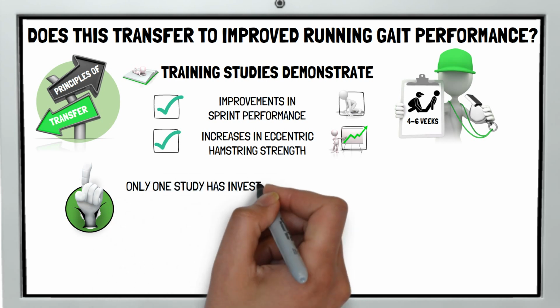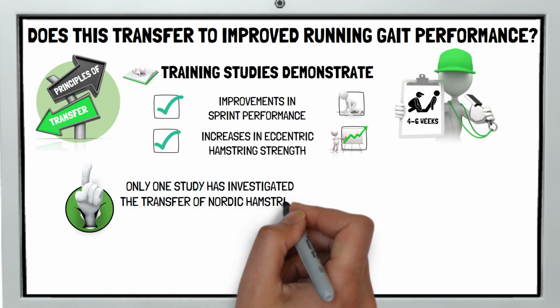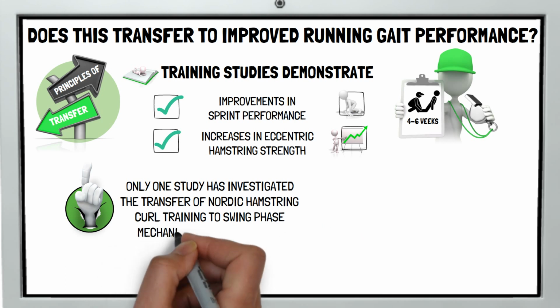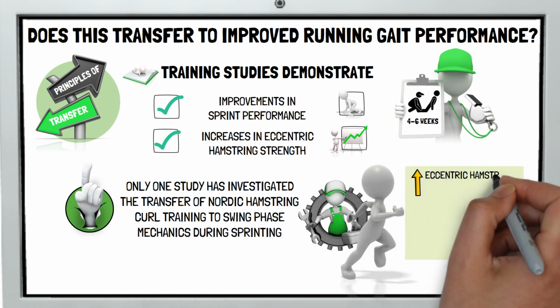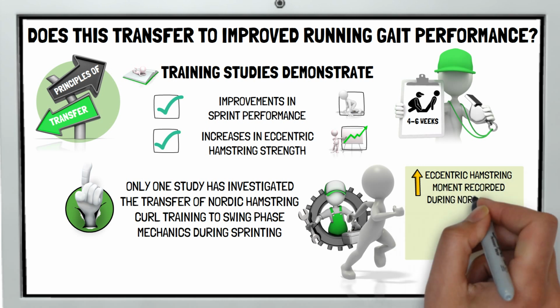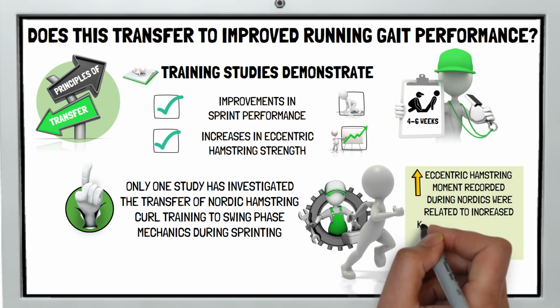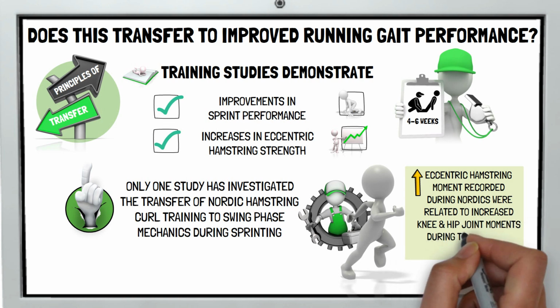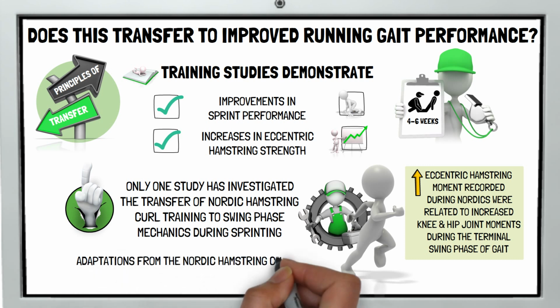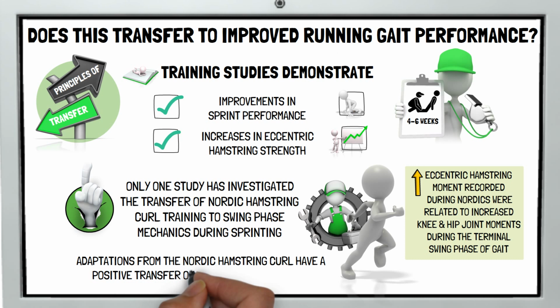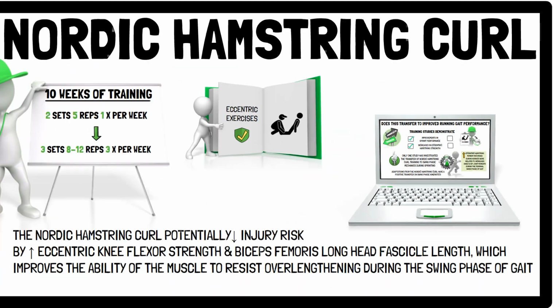Only one study has investigated the transfer of Nordic hamstring curl training to swing phase mechanics during sprinting. Following training, increases in eccentric hamstring moment recorded during Nordics were related to increased knee and hip joint moments during the terminal swing phase of gait, therefore indicating adaptations occurring due to the Nordic hamstring curl have a positive transfer on swing phase kinematics, which likely improves the hamstring's ability to produce torque at long muscle lengths.